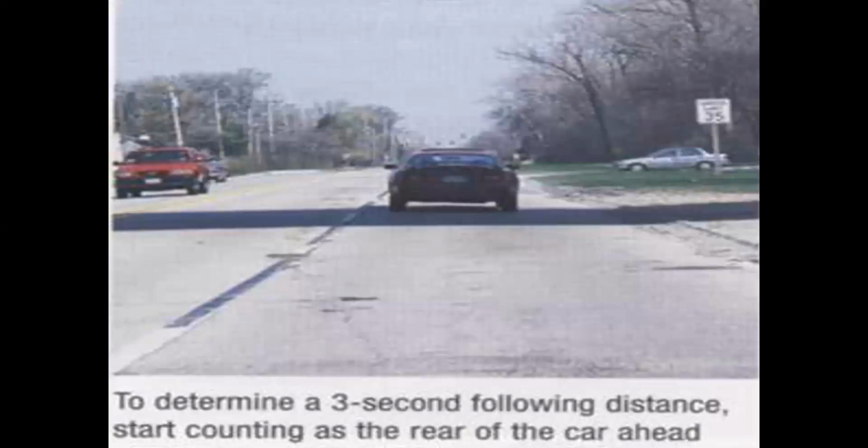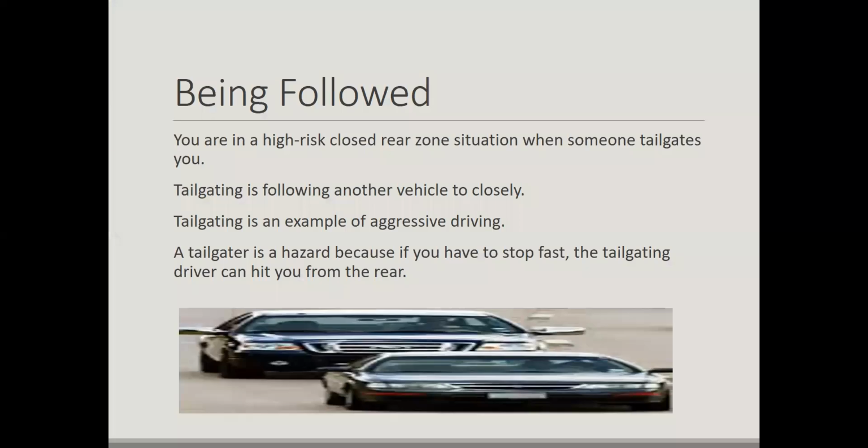Determine a 3-second following distance, start counting as the rear of the car ahead, so like when the back of the car passes that speed limit sign, I'm gonna go 1001, 1002, 1003. And as long as my front bumper doesn't pass that same landmark, then we'd consider that safe. But if I get there in 2 seconds, it's too close.